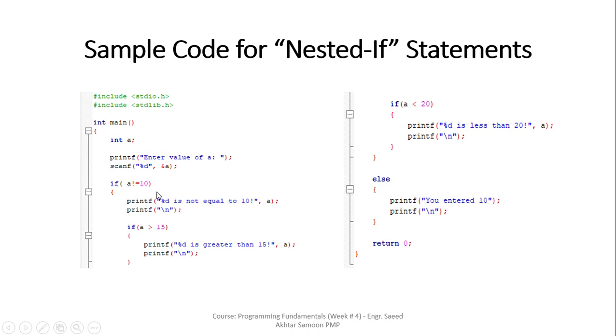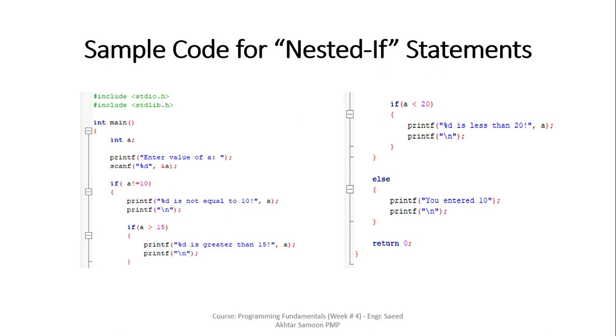Within this, if a is not equal to 10, we have another two paths. If a is greater than 15, then you say the value that you entered is greater than 15, and if it is less than 20, then you say the value that you entered is less than 20. Say it is 16 or 17 or 18.